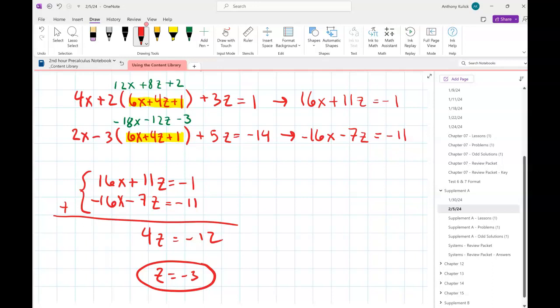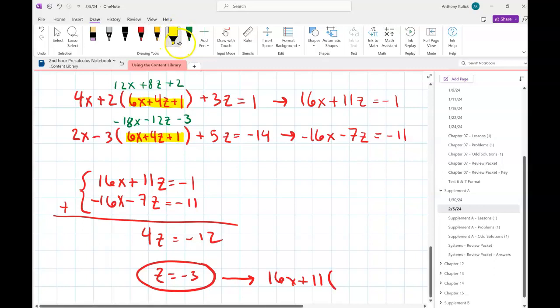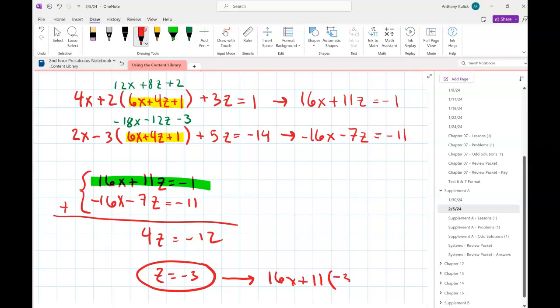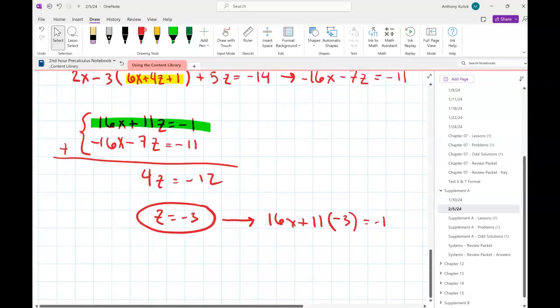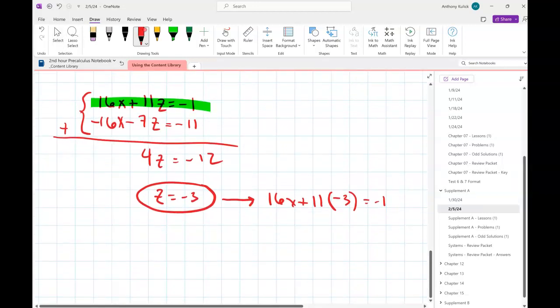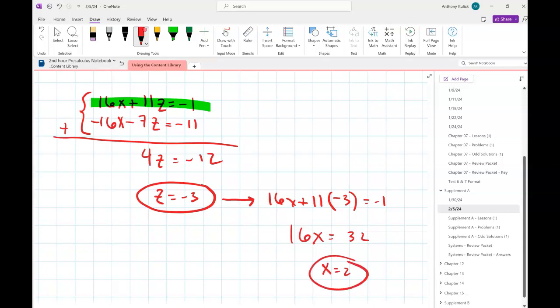We go and we plug that back into any two-variable equation. So maybe I'll plug it back into that one. 11 times -3 is -33, right? I add that to both sides. Then you divide by 2. Everybody's okay there?